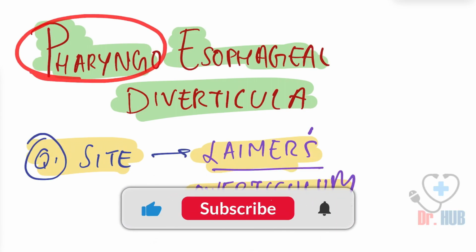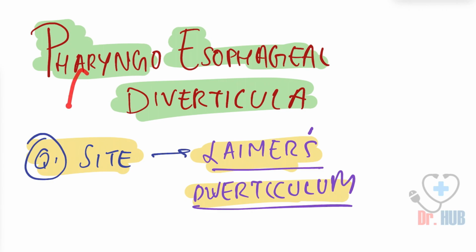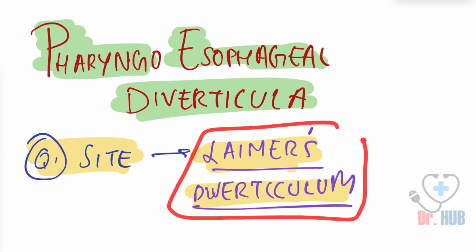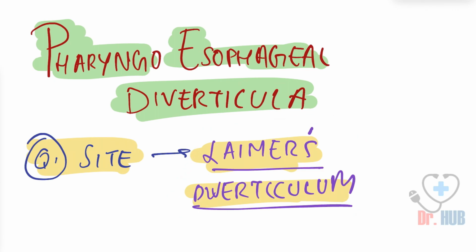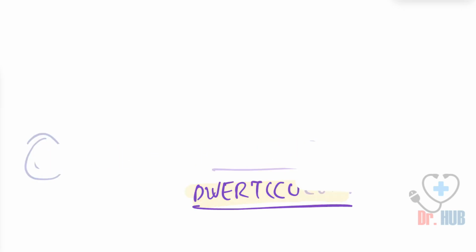The topic is the pharyngoesophageal diverticula. The first question we would like to ask is: name the site of the Lamner's diverticulum. In this video we'll find the answer to this question and learn in detail about this topic.